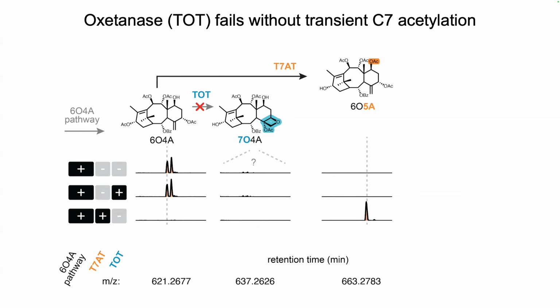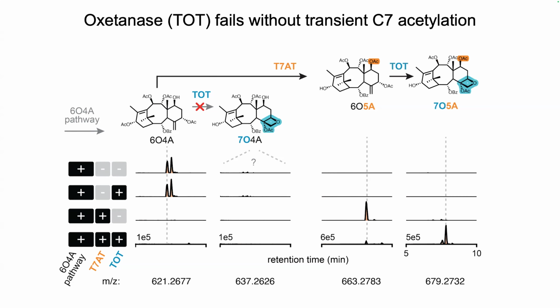Now, previously in this discovery process, we had found this orange enzyme, this acyltransferase, that was able to install an acetylation at the C7 position up here. But because Taxol is not acetylated at the C7 position, I had sort of discarded this as unnecessary. However, if we add TOT to this pathway, we see that it's able to very efficiently install this 4-membered oxetane ring and move the pathway forward.